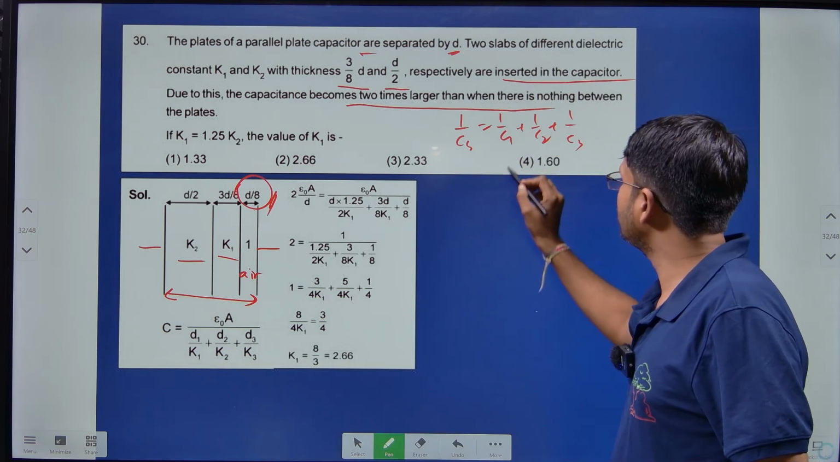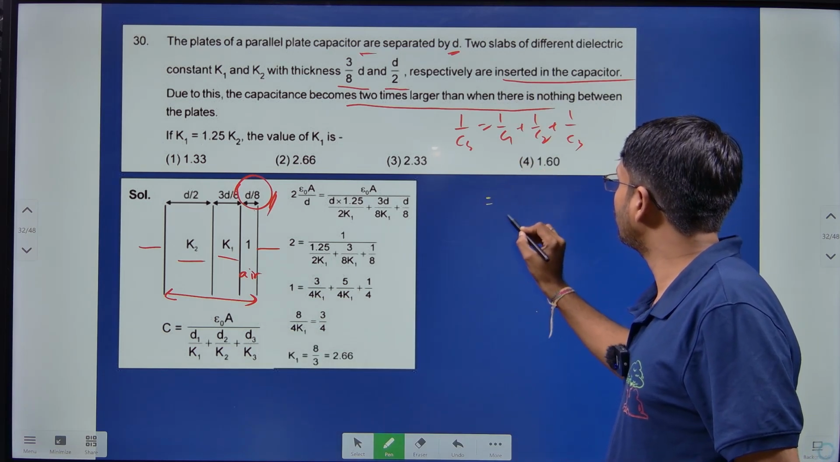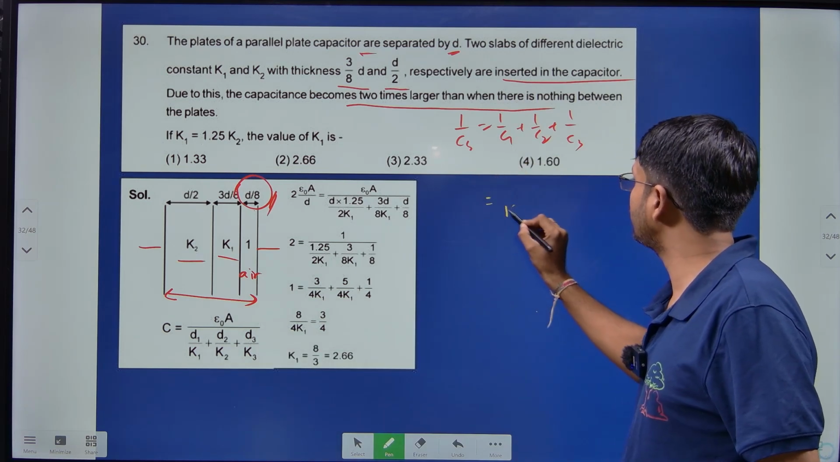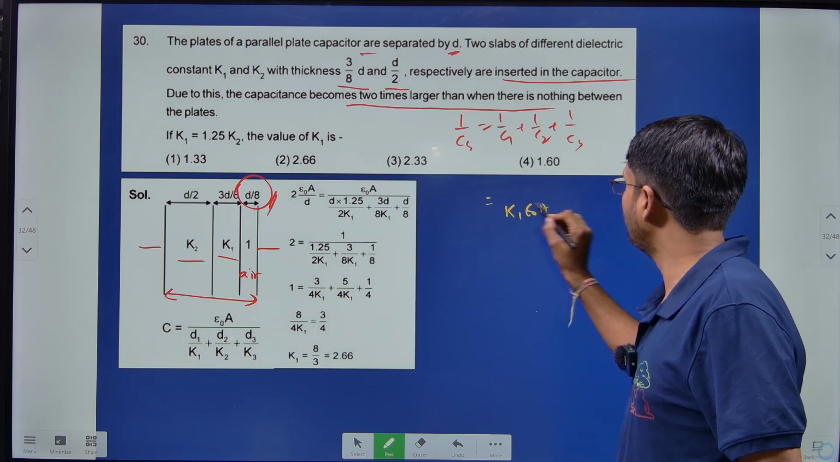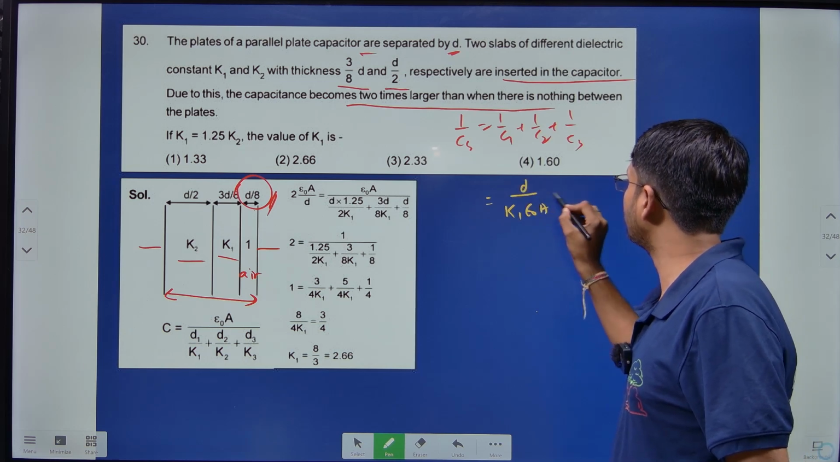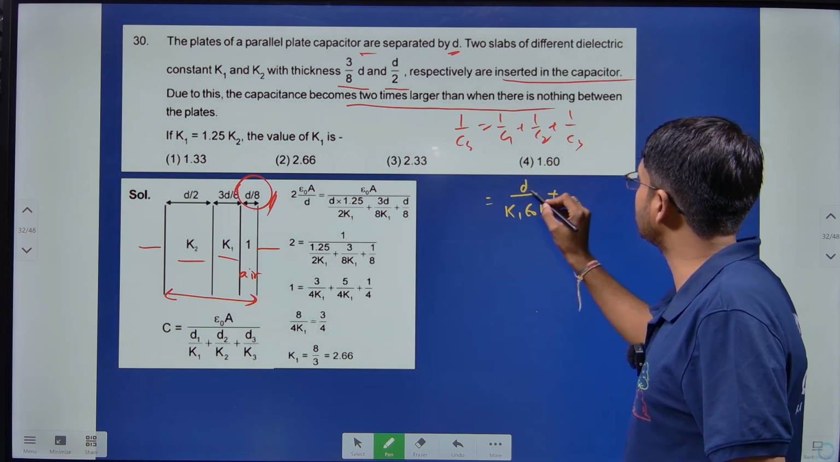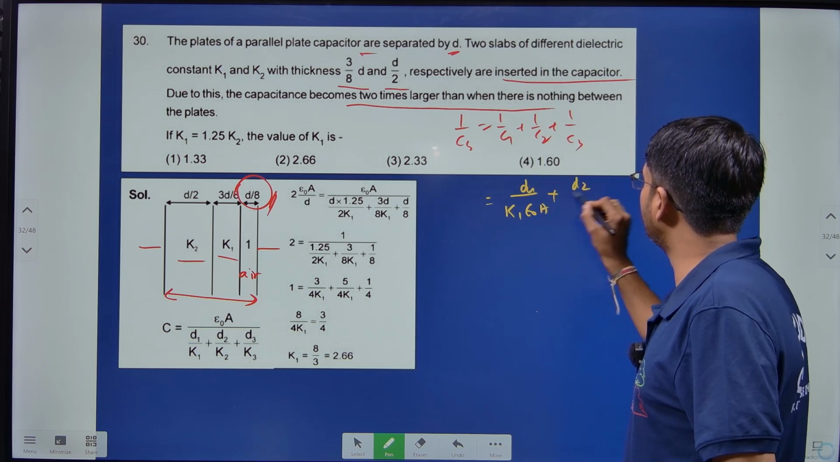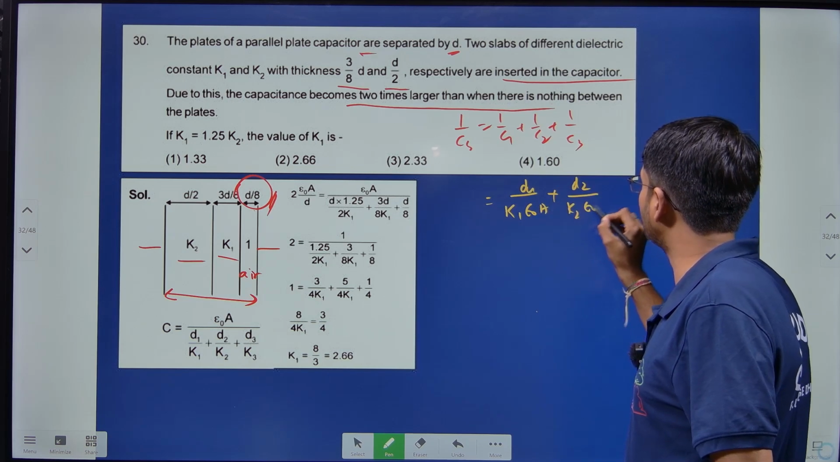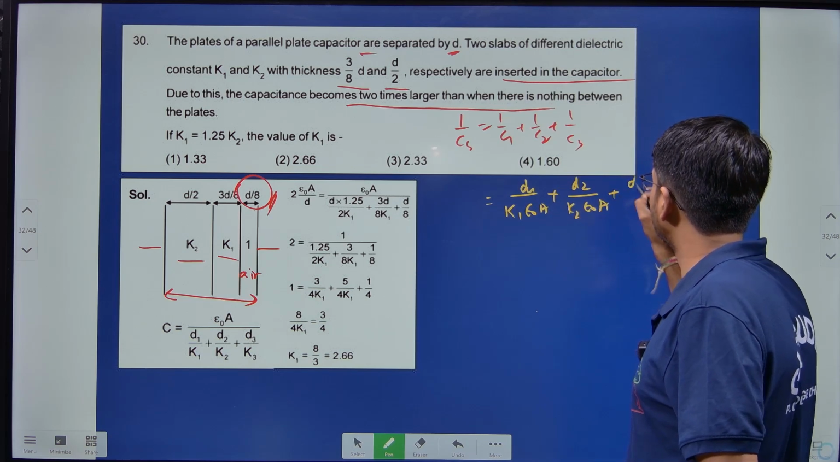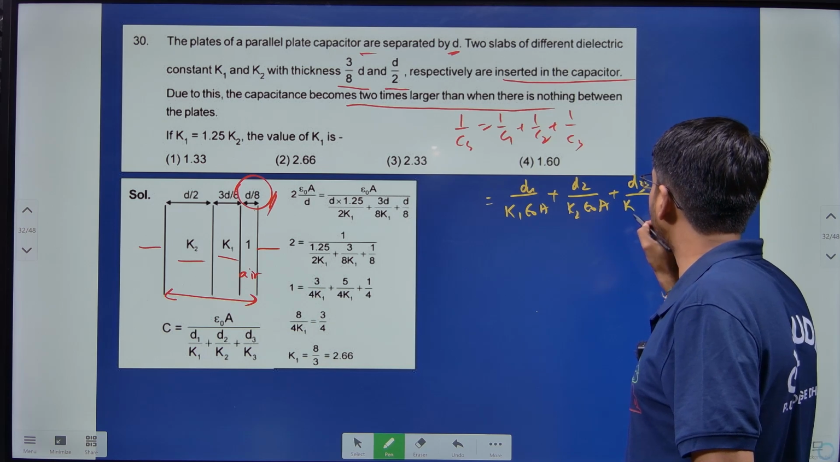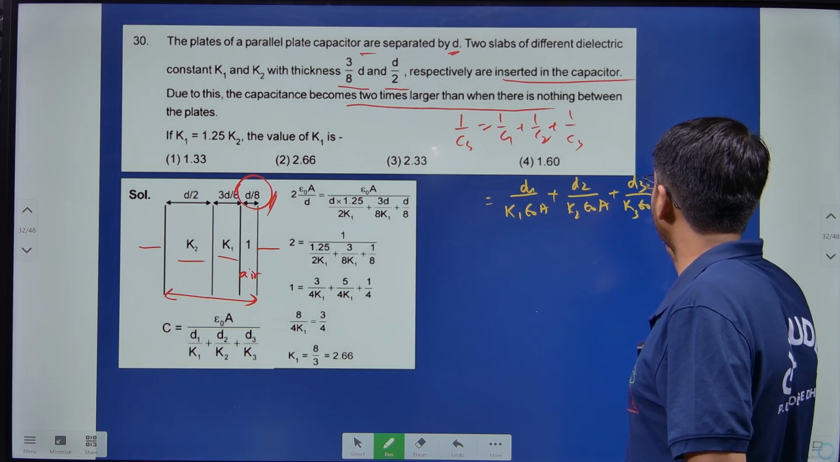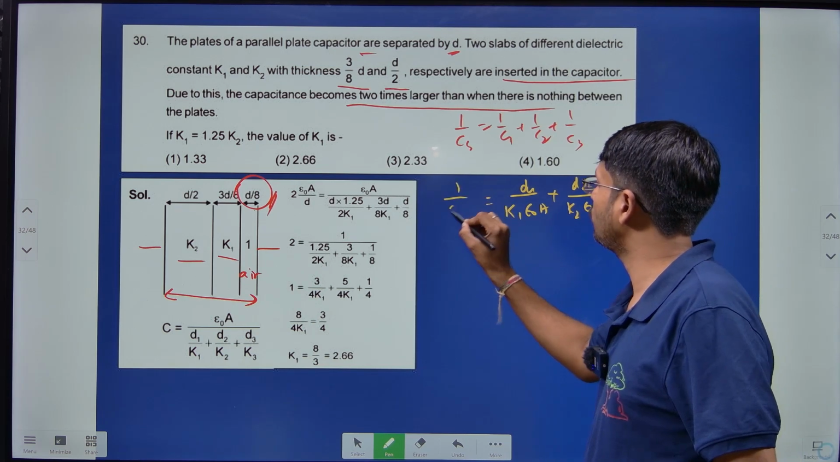That is C. For the first one, I just write K1 F naught A divided by D, and here the distances, let us say D1, D2 divided by K2 F naught A, plus D3 divided by K3 F naught A, so that equals 1 by 2C.